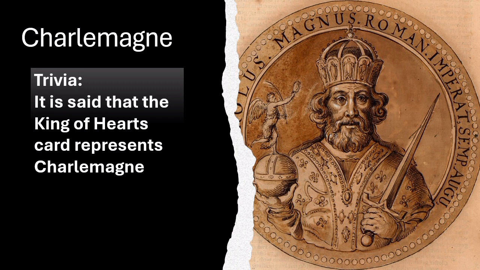Here's some random trivia on Charlemagne. It is said that the King of Hearts card represents Charlemagne.